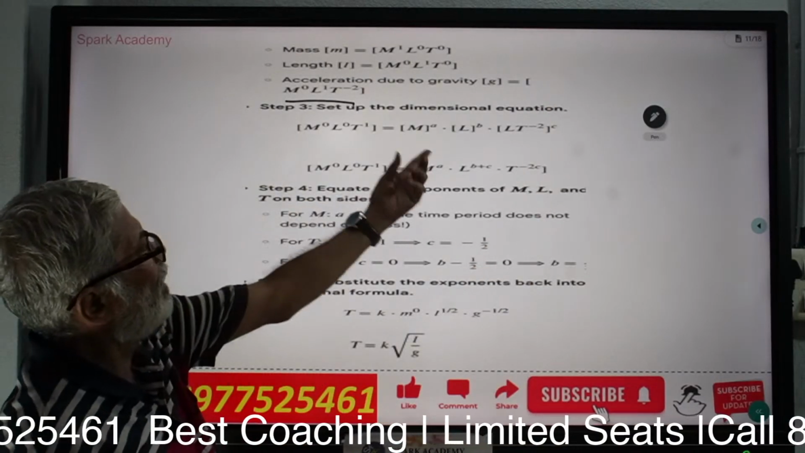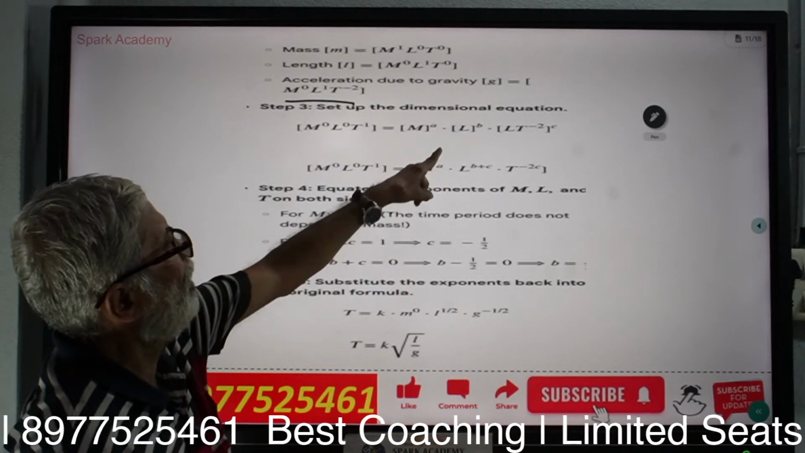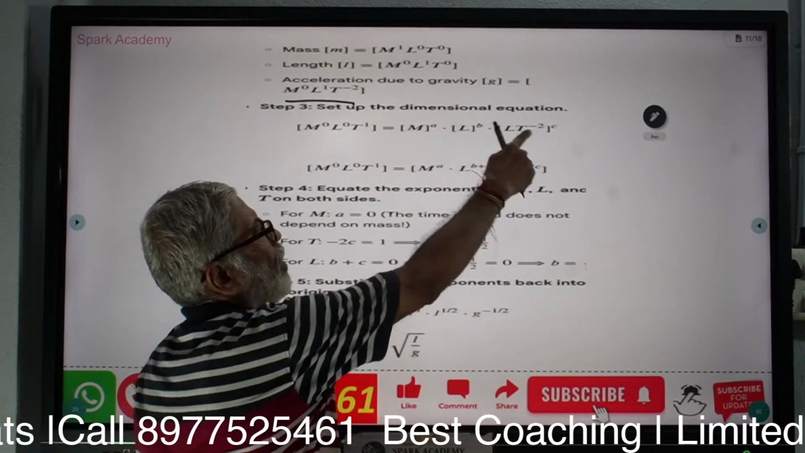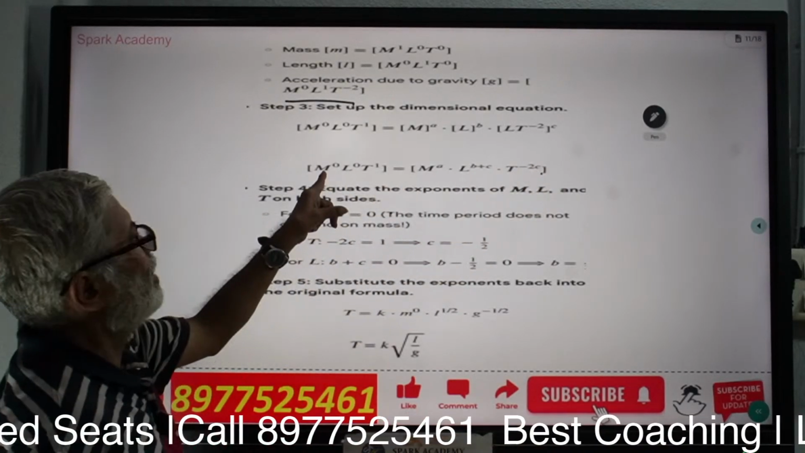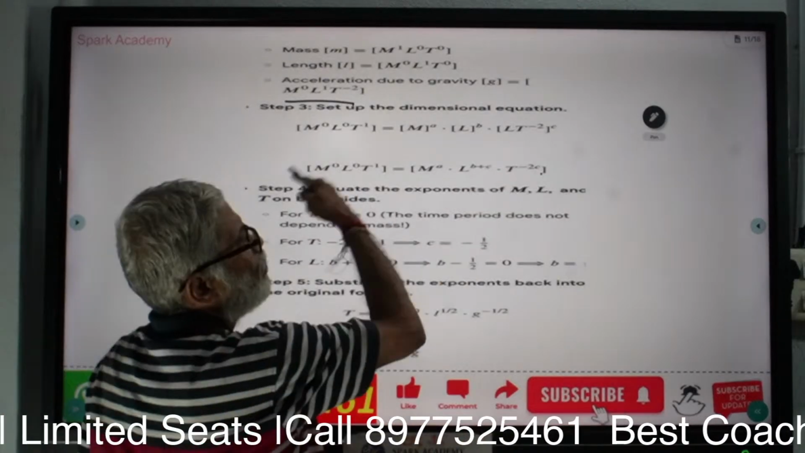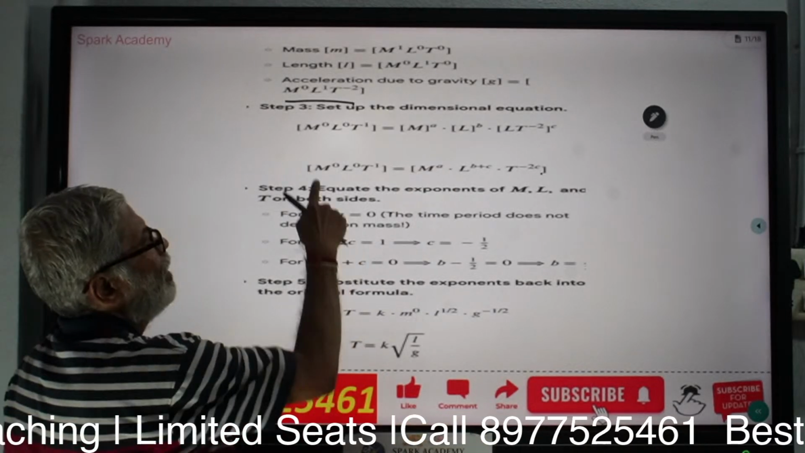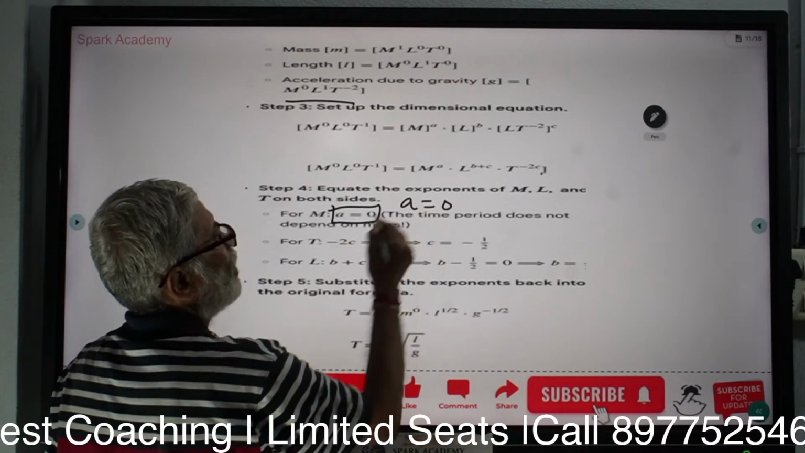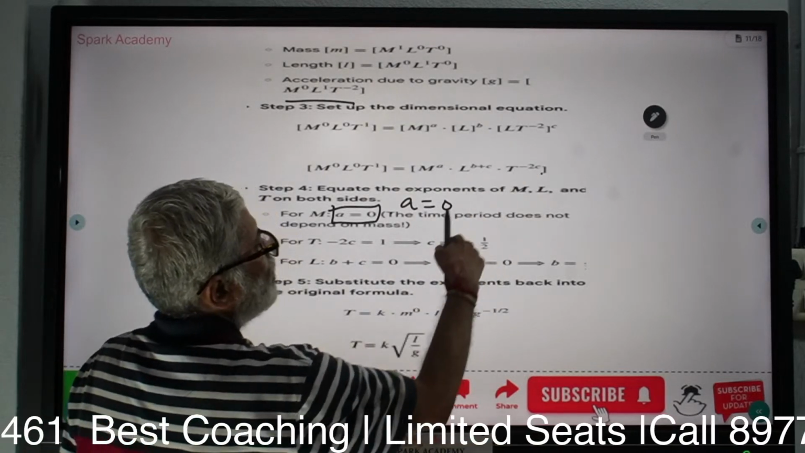Now what you do, you collect the same powers of the same base. So M to the power of a, L to the power of b plus c, and T to the power of minus 2c on the right-hand side. Now you equate the powers of M and T on both sides. If you equate the power of M, right-hand side a, left-hand side 0. So a will be equal to 0 outright.